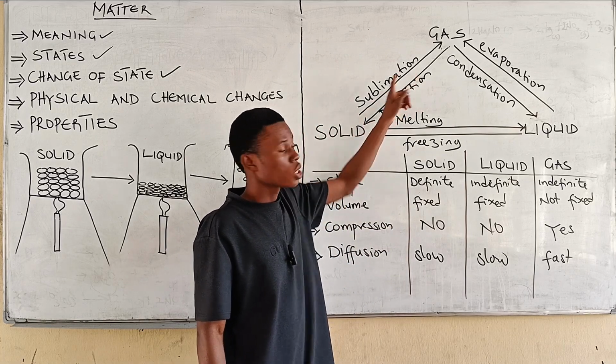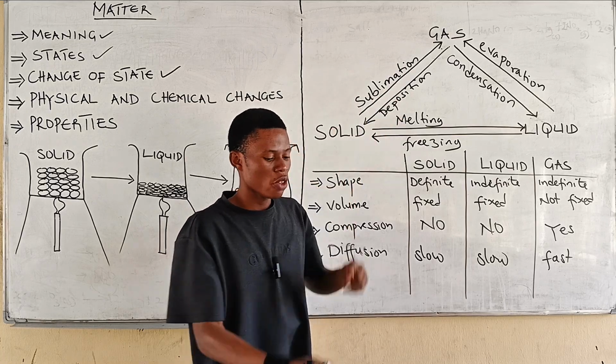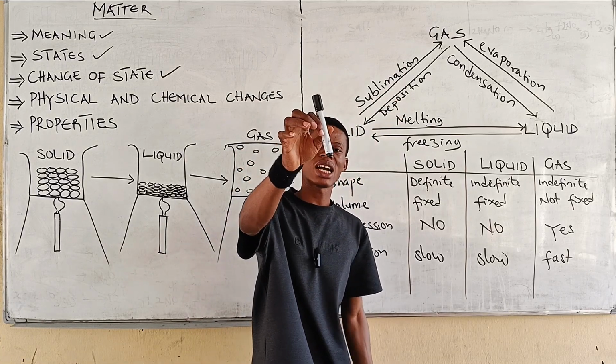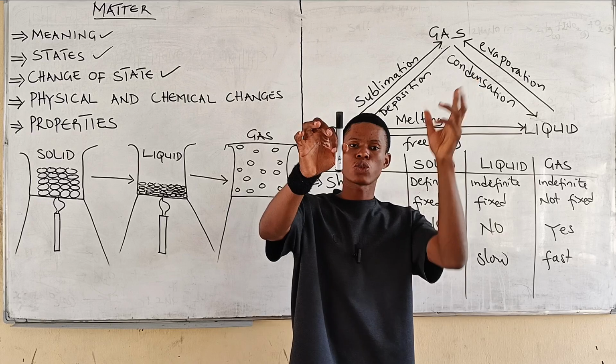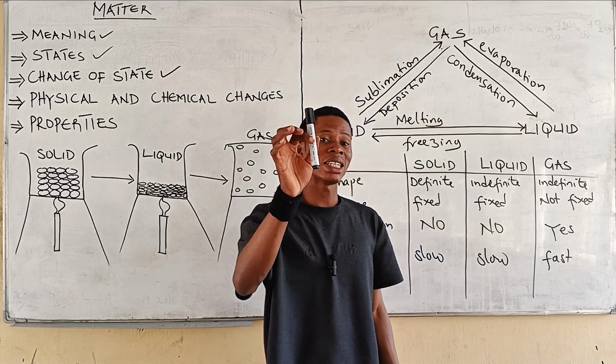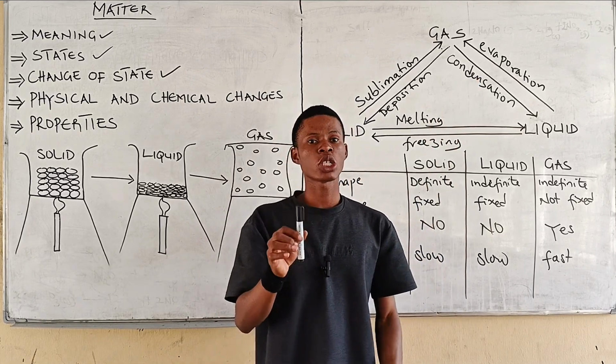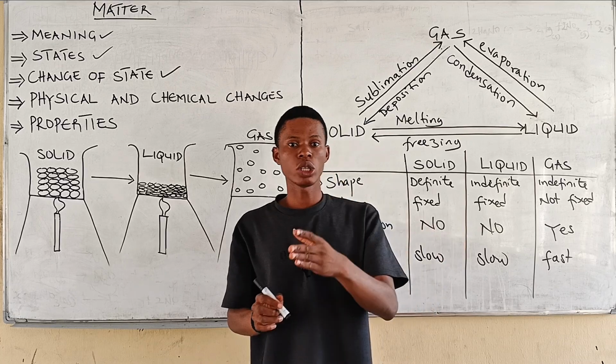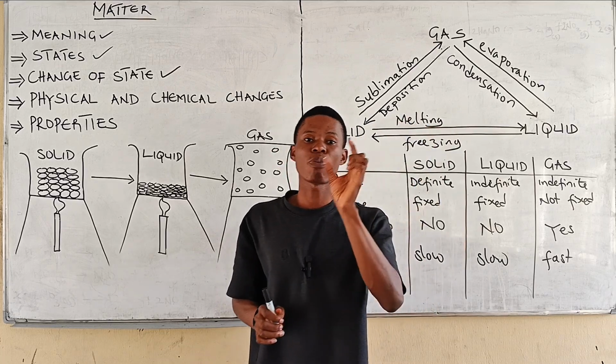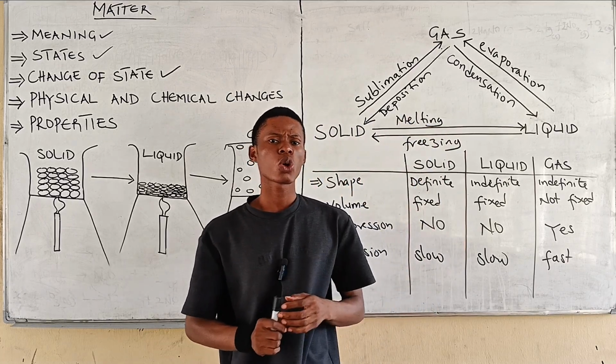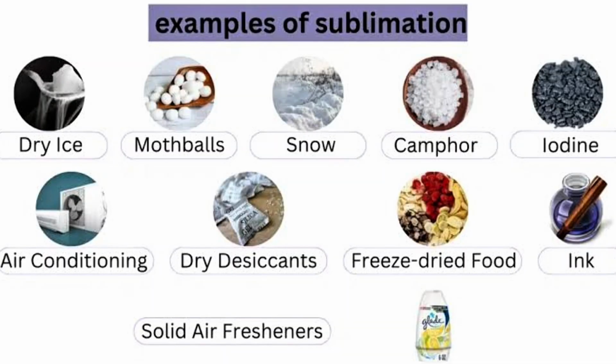It's called what? Sublimation. So if I heat this solid and it changes directly to gas, we say this solid has sublimed. So sublimation is change of state from solid directly to gas without passing through the liquid state. Not all solids can do that. Some solids can sublime, some cannot.